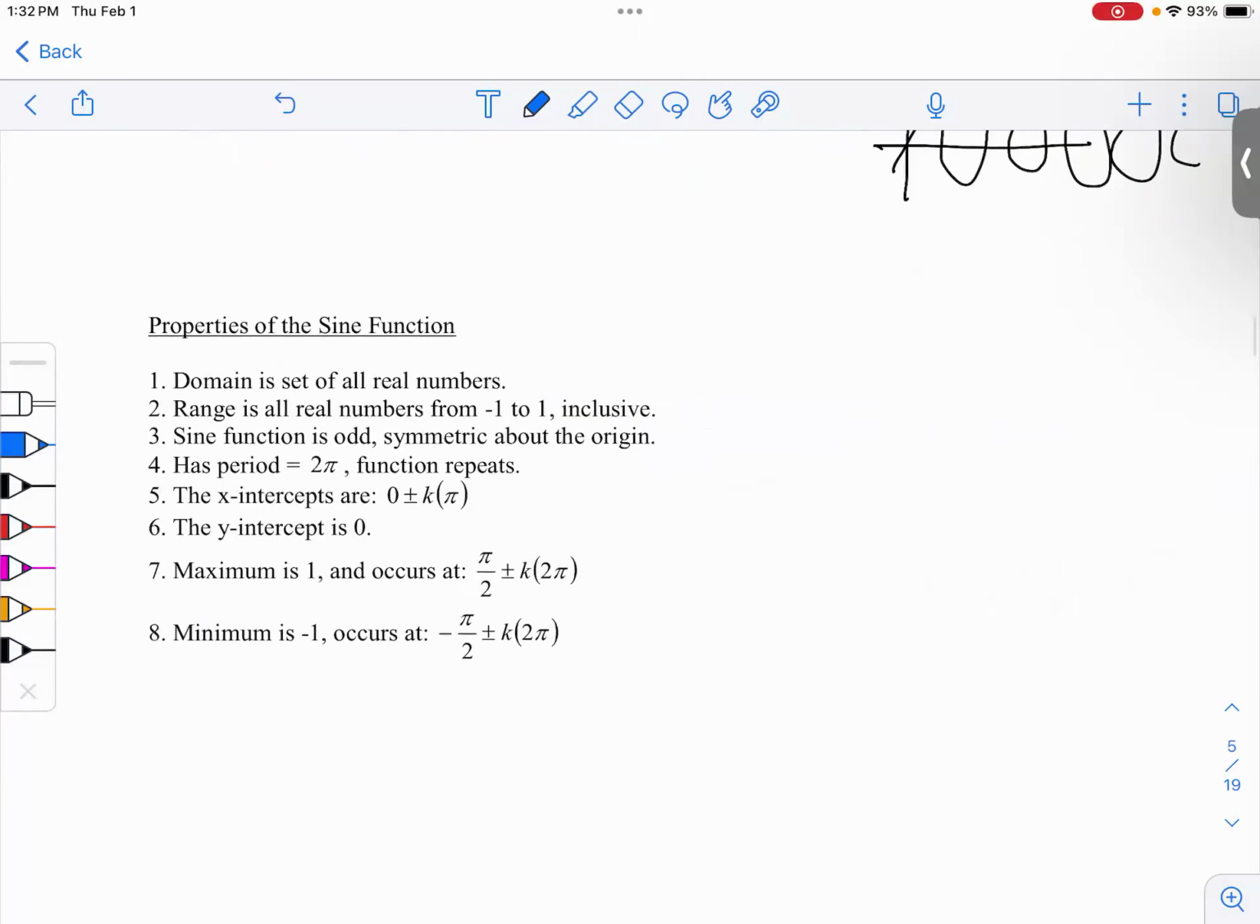Again, along those lines, the domain is all real numbers, the range is -1 to 1. Sine is odd, has a period of 2 pi, its x-intercepts are multiples of pi, the y-intercept is (0, 0), its maximum is 1 at multiples of pi over 2, and its minimum is at multiples of 3 pi over 2.